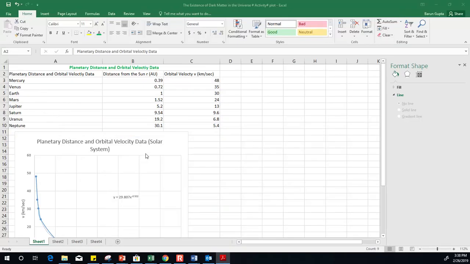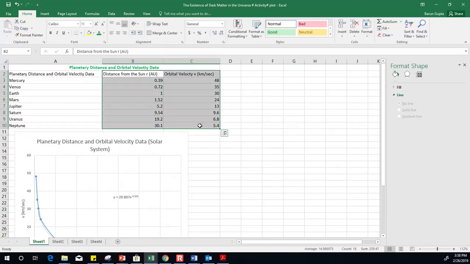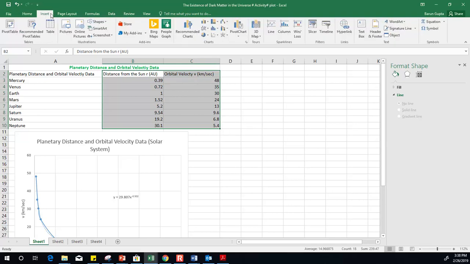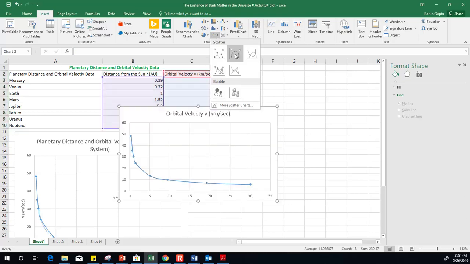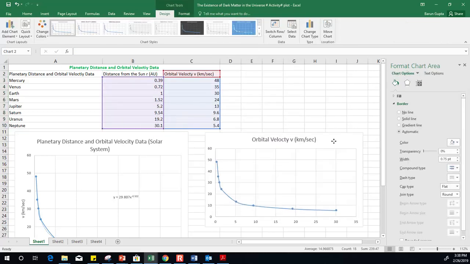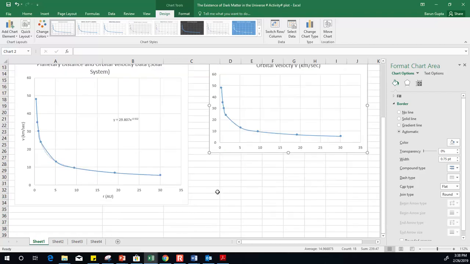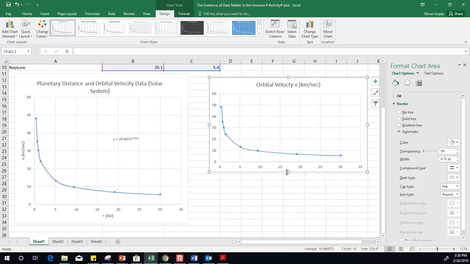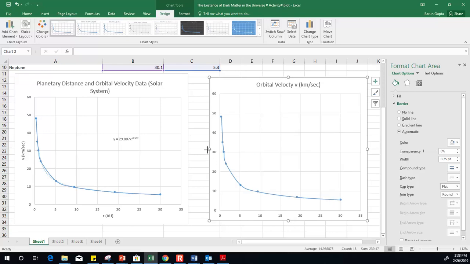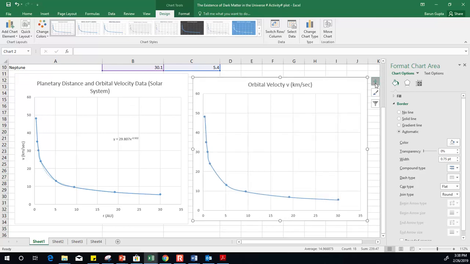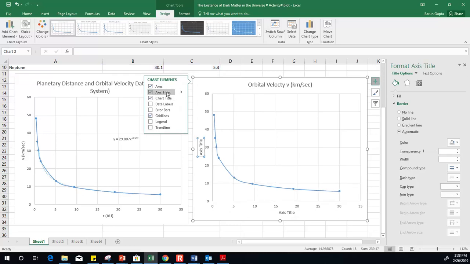Okay, and how do I plot this graph here? I've done it already, but I'm going to show you one more time. I'm going to select these two columns, go to insert and go to this diagram here. You see, this is exactly the same graph. Once you do that, click onto this button and you have axis titles, and put all the axis titles right there.